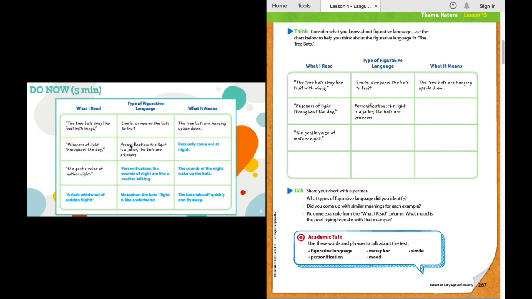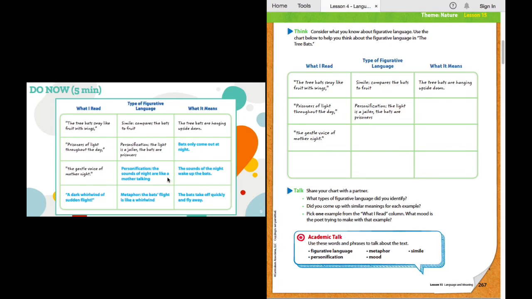This is personification because bats obviously aren't prisoners, but it's explaining them like they are prisoners, and the light is the jailer, right? Prisoners of light, so the light is keeping them jailed up, right? So it's basically just saying that bats are only coming out at night when there is no light.